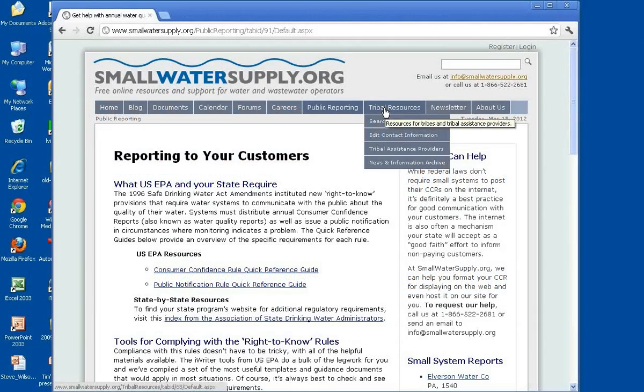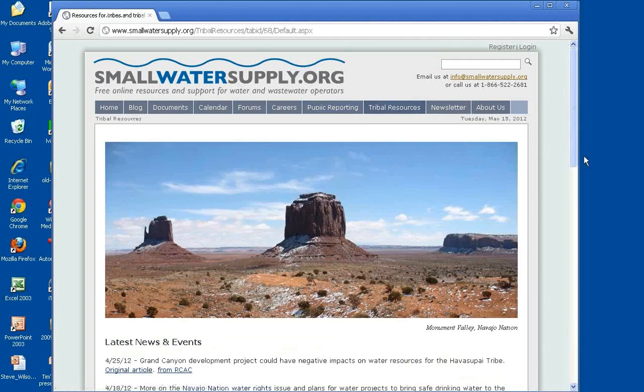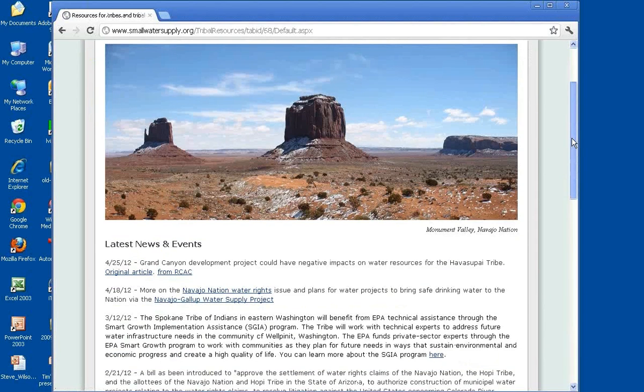The last thing I'll talk about is our tribal resources page. I mentioned earlier there's about 580 tribal water and wastewater systems around the country. One of the things that we built through this, again, this is a grant through US EPA, we agreed to build a contact manager. And that's really what I'm going to talk about quickly here.